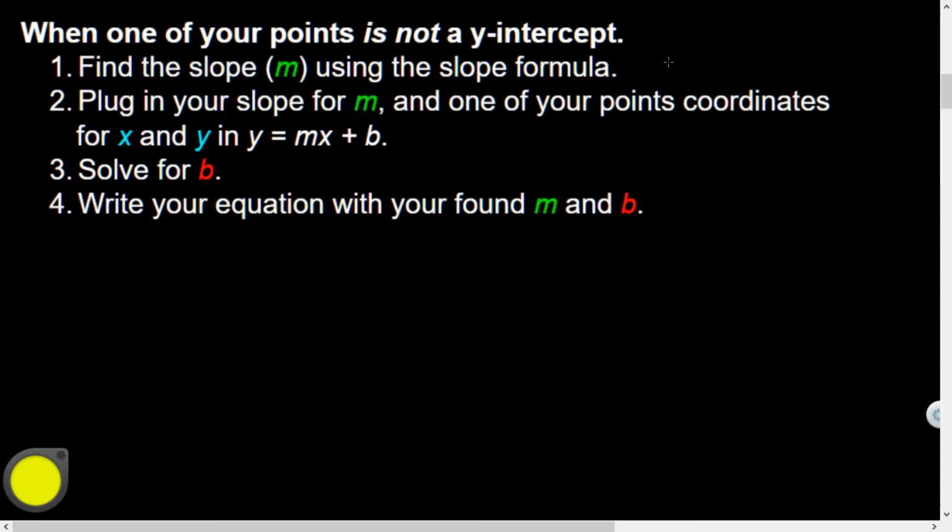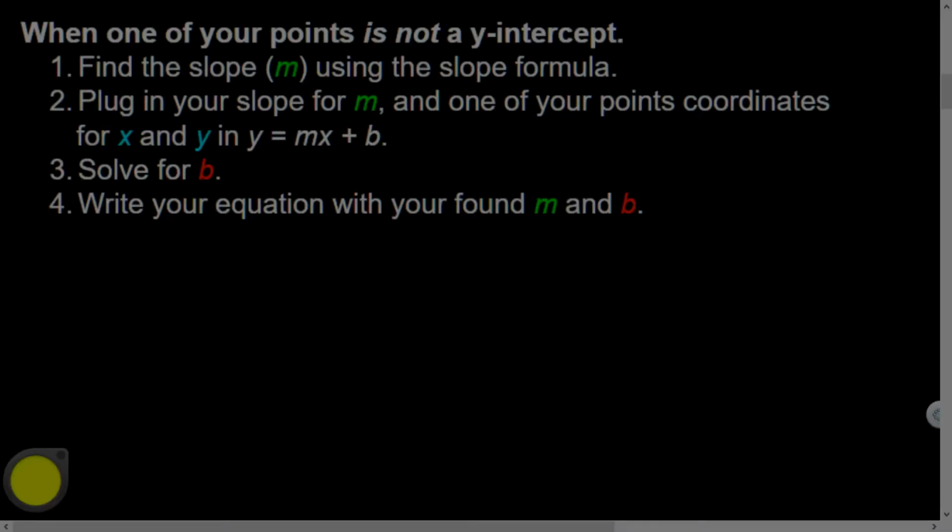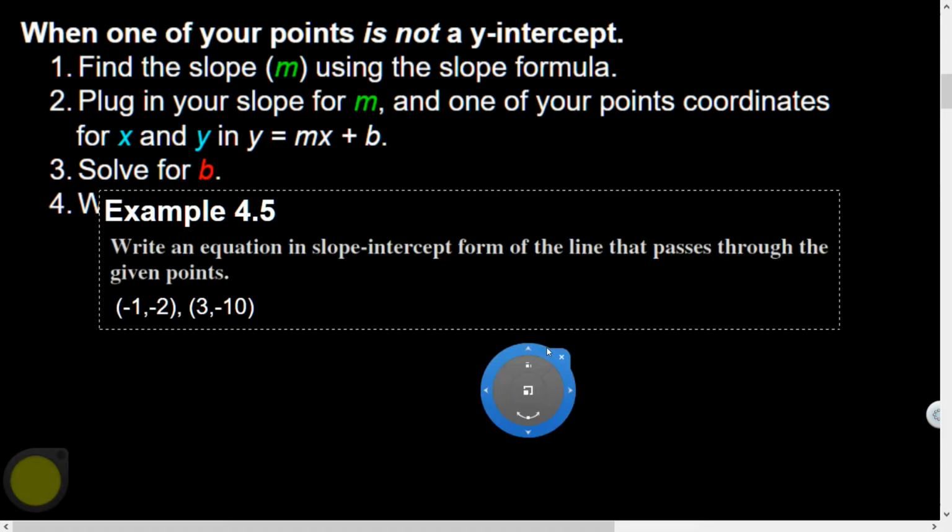So when you are doing tonight's quest, this is the procedure you're going to want to follow for the questions that are found on page 185. It says when one of your points is not a y-intercept. So the first thing we'll do is still find the slope, m, using the slope formula. And then part 2 is going to be the tricky one. I'm calling this example 4.5, and let's do this together right now.